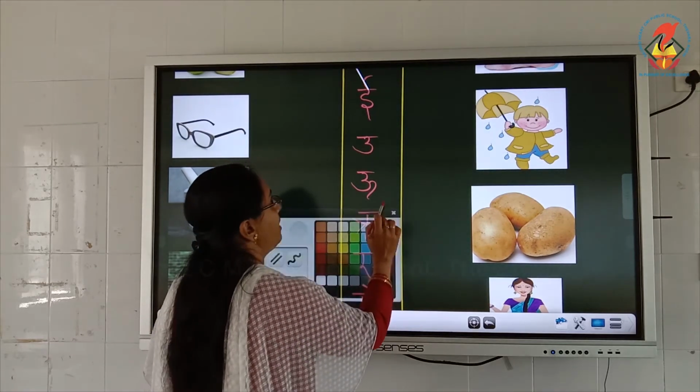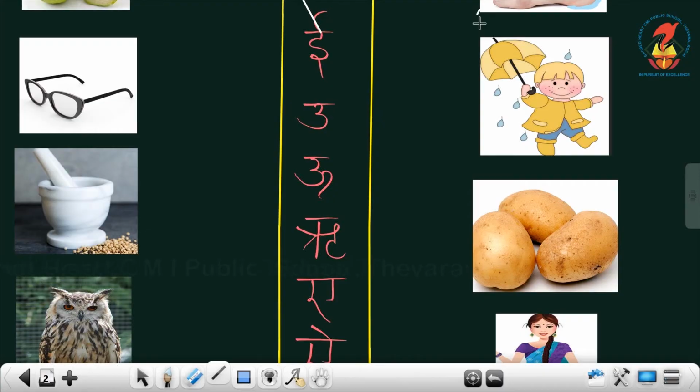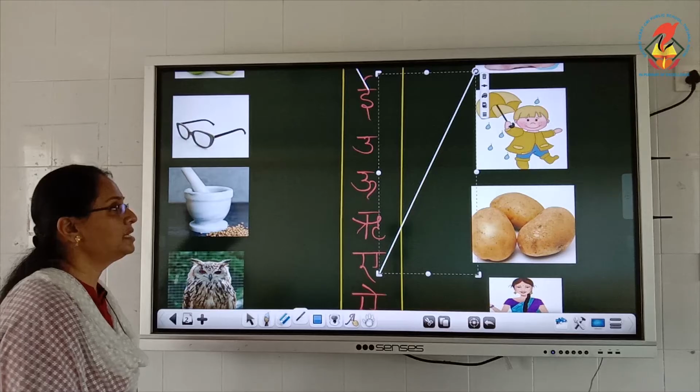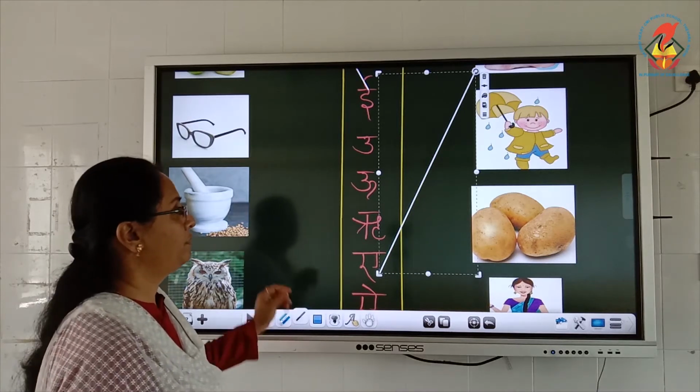Okay. Now we have to match that picture. This is A. AD. See, I am matching that with A. It has to go with A. We will minimize and see how it is. Okay. Later after we finish it.